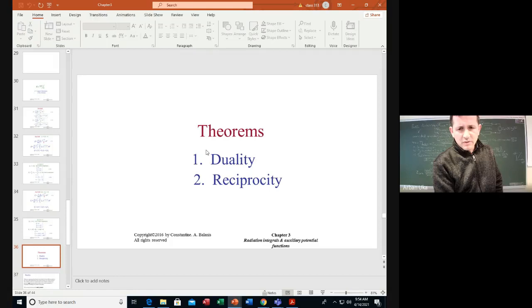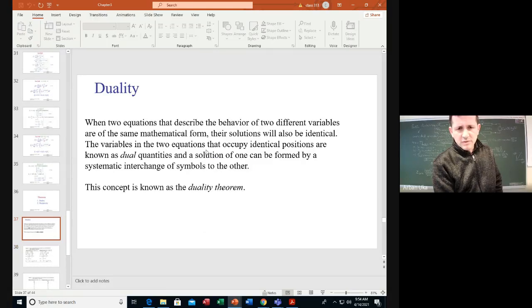Now, this part we can skip a little faster, because these theorems just represent the similarity between a whole pair of different quantities. For example, when two equations describe the behavior of two different variables, if they have the same mathematical form, the solutions will also be identical. The variables in the two equations that occupy identical positions are known as dual quantities.